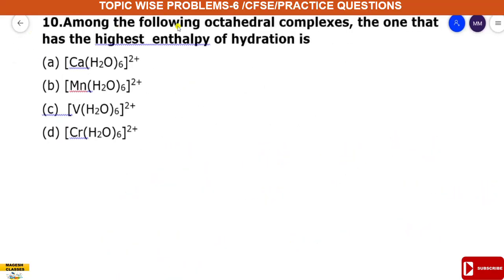Question number 10. Among the following octahedral complexes, the one that has the highest enthalpy of hydration is? So d block elements complexes and s block elements complexes. We compare: s block elements complexes have less enthalpy of hydration than the d block elements. So A is neglected, alkali metals. Mn, V and chromium, let us look at these.